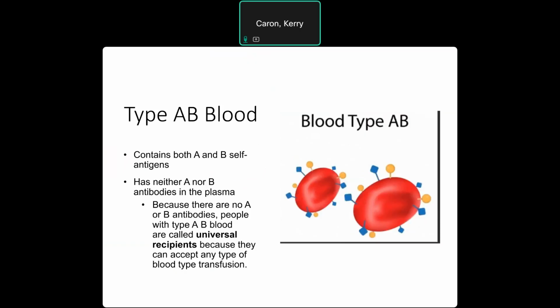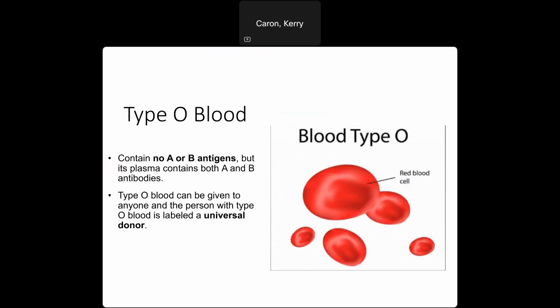Type AB has both on the surface, but has neither A nor B antibodies in their plasma. Because they don't have any antibodies, they're considered the universal recipients. They can accept A blood or B blood or AB blood. So they're universal recipients because they can accept any kind of blood. Type O has no antigens, no A, no B on their surface, and their plasma has both anti-A and anti-B. So we call type O the universal donor, meaning they can give to anyone.